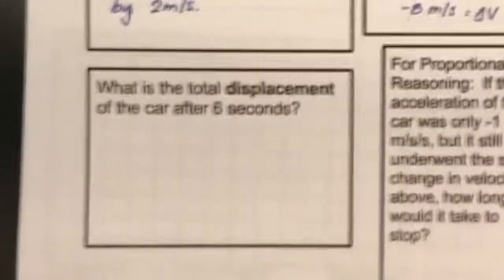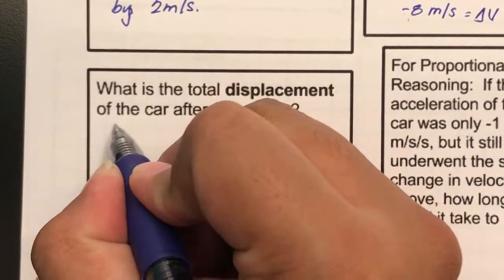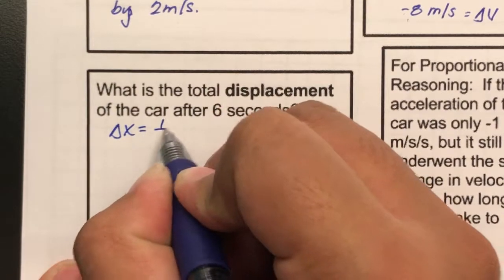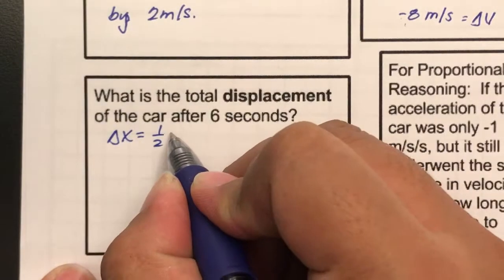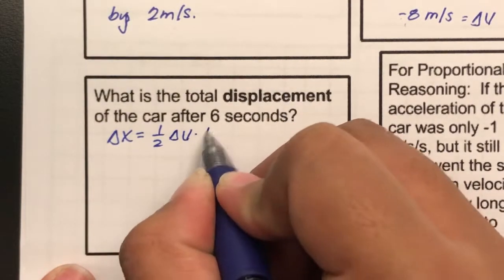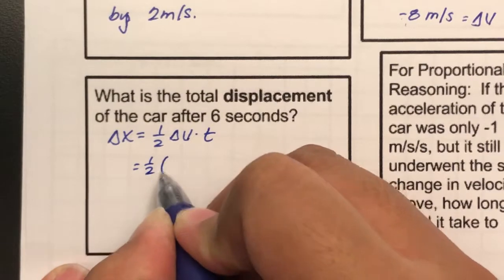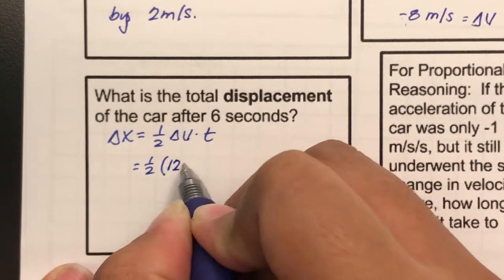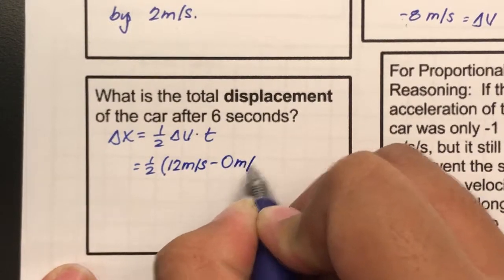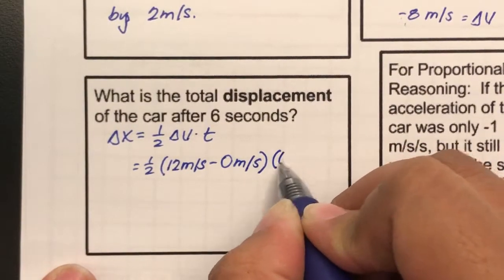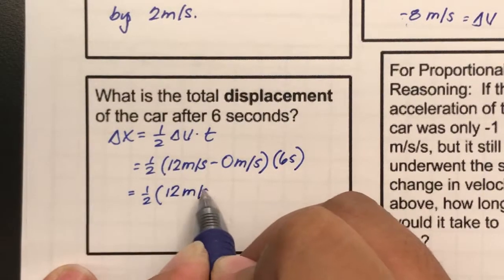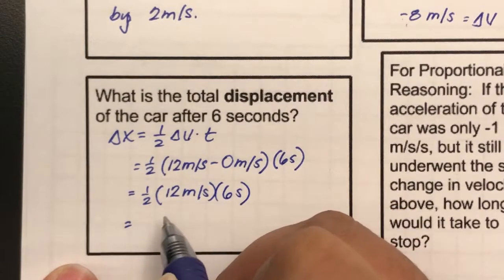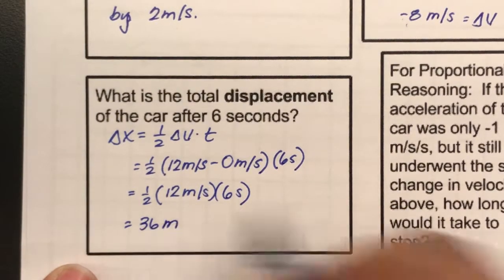Okay? The total displacement of the car after 6 seconds. We know that we're going to be using the triangle because of the shape of our graph. So we have 1/2 our change in velocity times time. We started off with 12 meters per second. We finished off with 0 meters per second, and it took us 6 seconds to do so. So 1/2 of 12 meters per second times 6 seconds is equal to 36 meters.